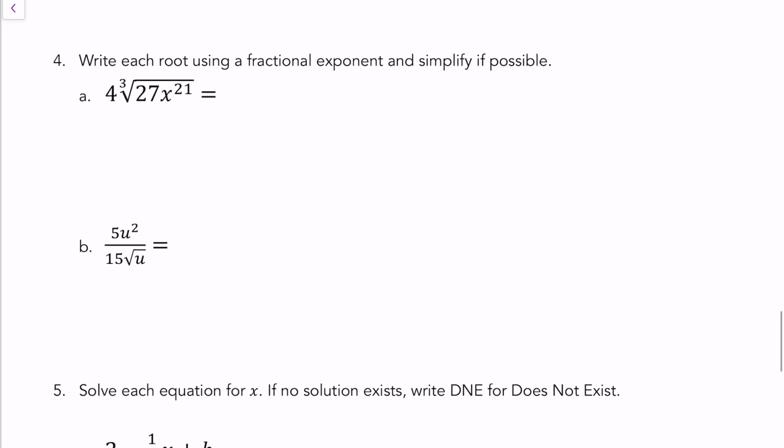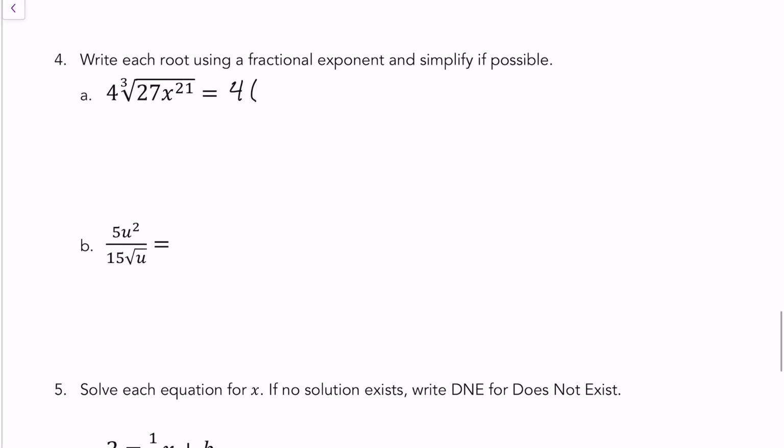Okay. All right, so in this problem, we have to deal with cubic roots over here. But the same logic as before applies. Remember that radicals are just fractional exponents, so I'm just going to rewrite everything using fractional exponents. So this is going to be our 4 that is outside, and this is going to be 27 times x to the power of 21, all of that to the power of 1/3, because remember that we have a 3 over here now. Now we're going to apply some rules of exponents. This is going to be 4 times 27 to the power of 1/3, and then x to the power of 21, all of that to the power of 1/3.